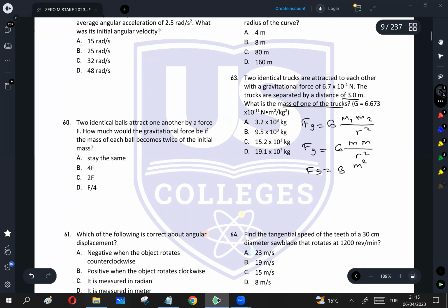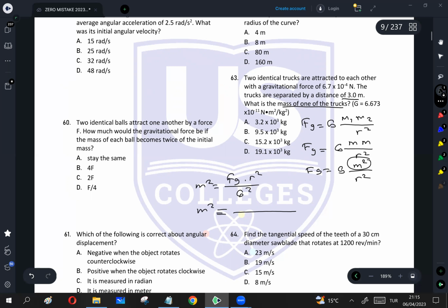Some students write this as 2m. No, it is m times m, not 2m: m squared divided by r squared. I will leave m squared alone. m squared is going to be F_g times r squared over capital G. After that, we will take the root. Let's calculate m squared first.